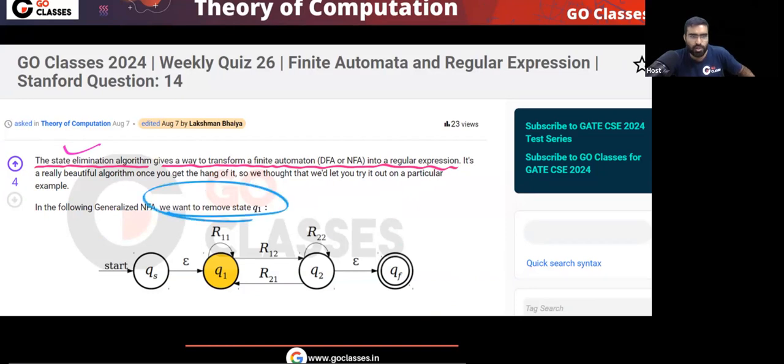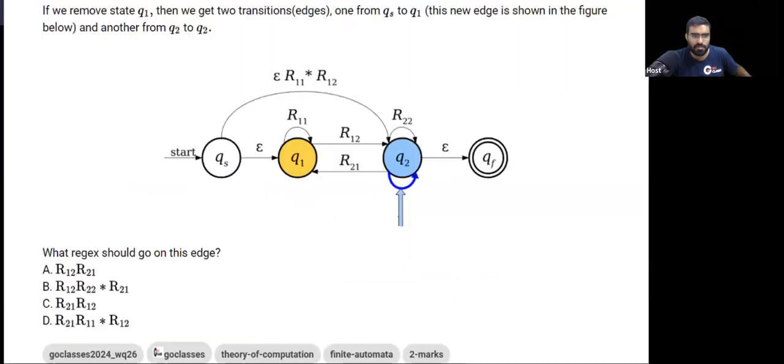Now we want to remove state Q1, this yellow state. What the question is asking is, if I remove this state Q1, how many edges do I have to take care of? How many edges do I have to put? I have to put one edge from QS to Q2, yes or no? And one edge from Q2 to Q2.